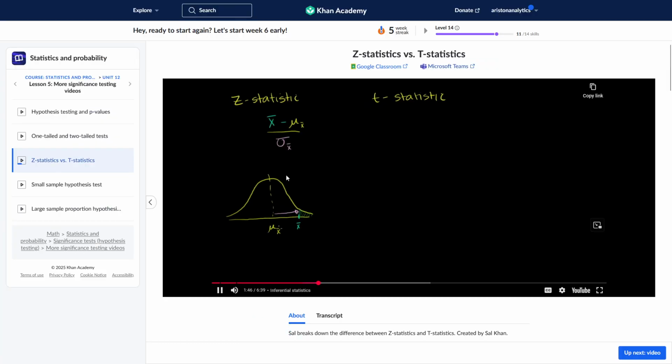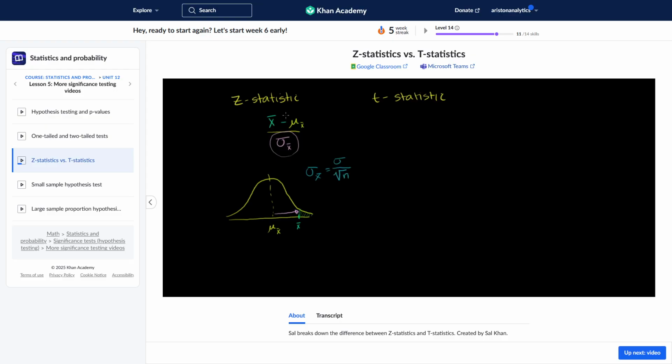That is that distance right over there. Now, we usually don't know what this is either. We normally don't know what that is either. And the central limit theorem told us that, assuming that we have a sufficient sample size, this thing right here is going to be the same thing as the standard deviation of our population divided by the square root of our sample size. So this thing right over here can be rewritten as our sample mean minus the mean of our sampling distribution of the sample mean divided by our population standard deviation divided by the square root of our sample size.